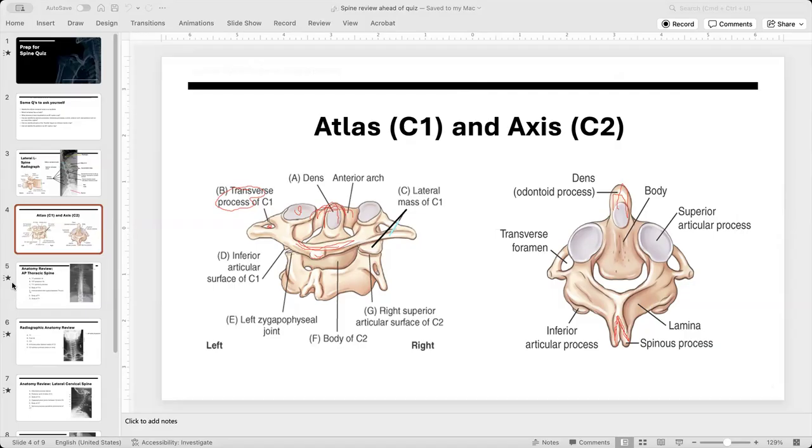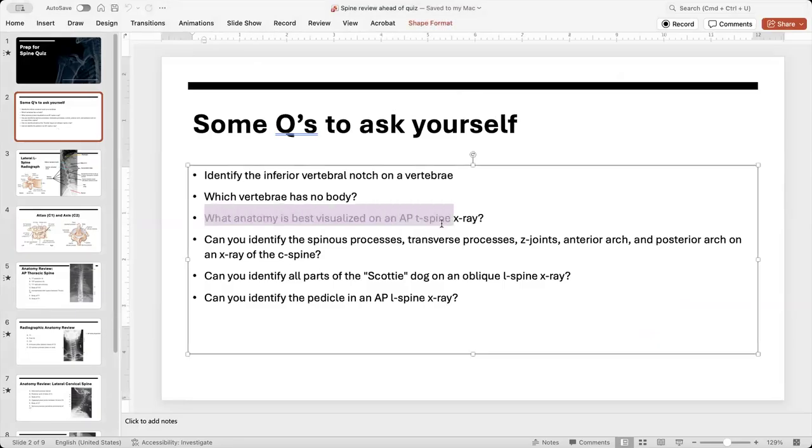Okay, so let's continue on. Let me clear all my drawings. Okay. The next question to ask ourselves, which anatomy is best visualized on an AP T-spine?